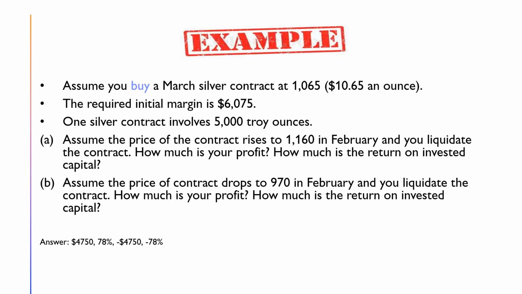How to calculate the answers for the questions? Well, take note of the change in futures price. A buyer will make a profit when the futures price increases, and he will make a loss when the futures price decreases. Take note of the unit price of the silver contract and the contract size of 5,000 troy ounces.